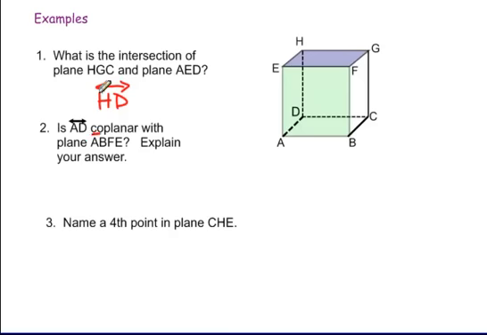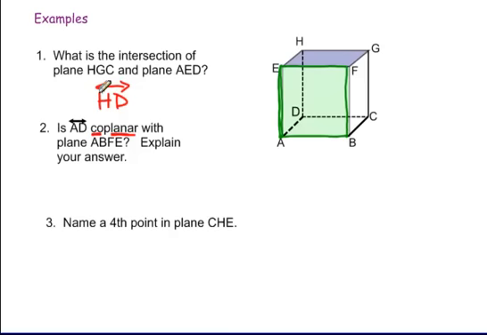Remember, co means to share a plane. So is line AD lying on plane ABFE? Well, let's take a look. ABFE. A, B, F, E. Let me connect it to make my parallelogram a rectangle. ABFE is the green front of the box. The question is line AD lying right on top of that green box?